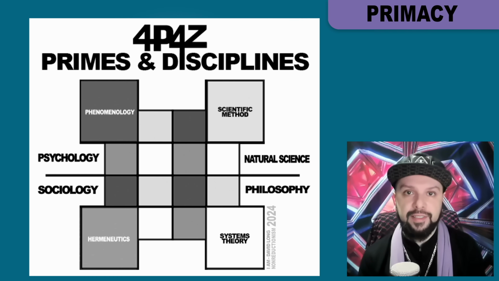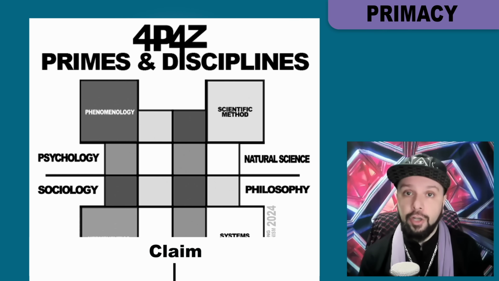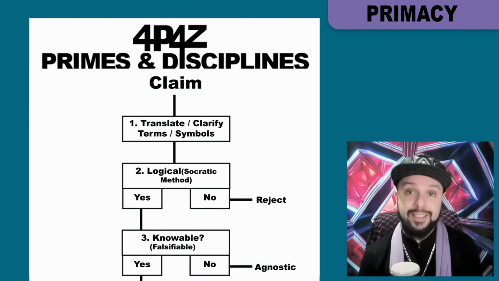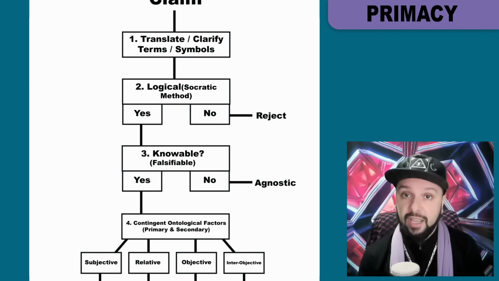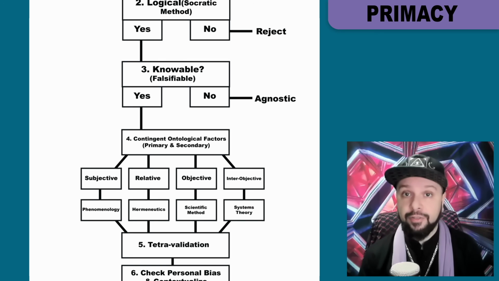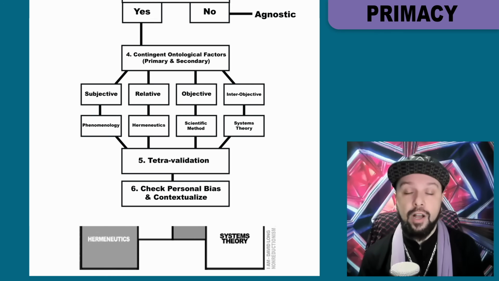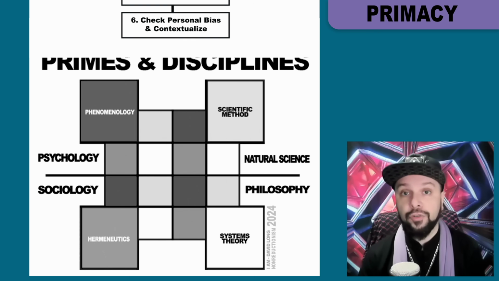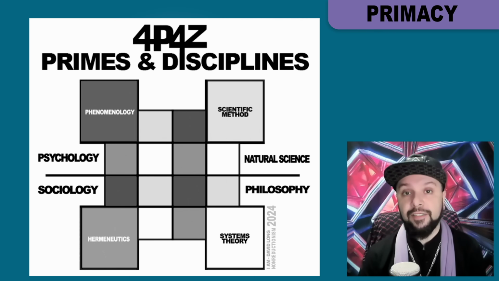There's much deeper things to get into as it relates to understanding our epistemology. We have a flow chart to go through in terms of our method of analyzing different claims. We figure out contingent ontological factors, scale distinctions. There's things like tetravalidation, which is checking in the other quadrants to see if there are the expected correlations there, checking your personal bias and all that. But we won't get into any of that in this video.